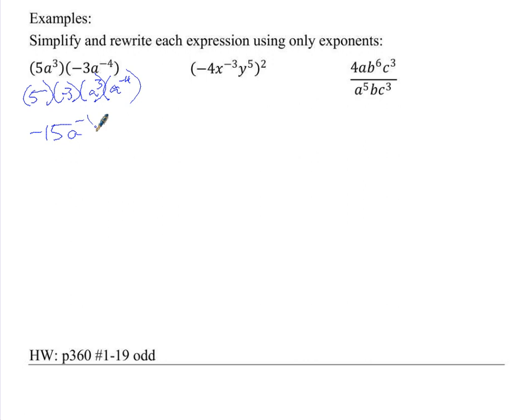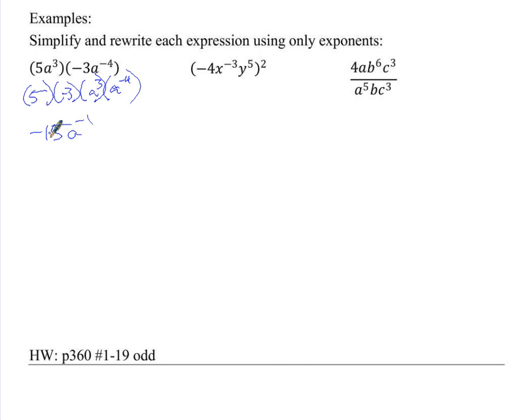Now my answer has to be rewritten because I'm not allowed to have an answer with negative exponents. So this is an a to the negative 1st power. What happens? I need to put it in the denominator. It's currently in the numerator. So I have to move this a to the negative 1st to the denominator. What do I do with this negative 15? Is there a negative exponent on that negative 15? No, that's a negative sign, not a negative exponent.